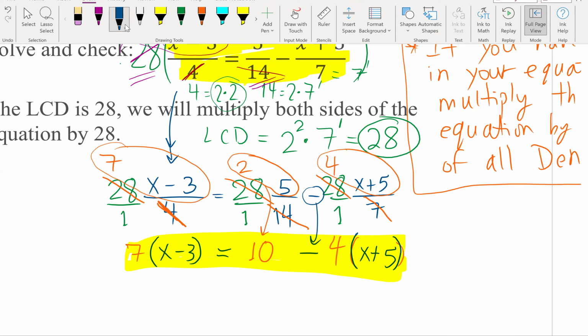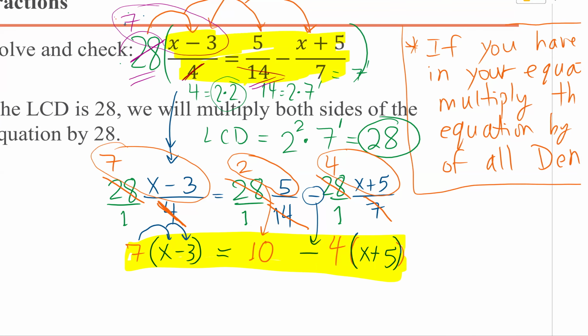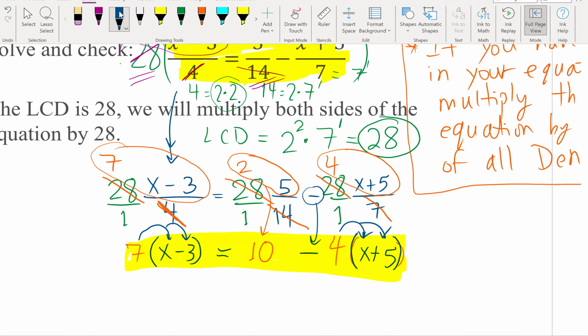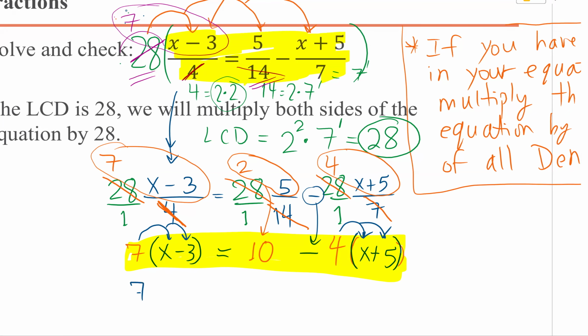Okay, I'm going to distribute the 7, boom, boom. Distribute the negative 4. Remember, it's not just a 4, but a negative 4, I should say. Now, 7 times x would be 7x. 7 times negative 3 is negative 21. Then I've got a 10. He's waiting to see what happens with everybody else. A negative 4 multiplied by an x is negative 4x. And then a negative 4 multiplied by 5 is negative 20.